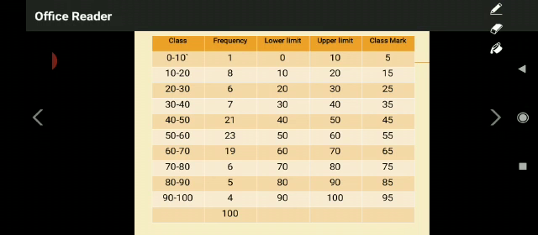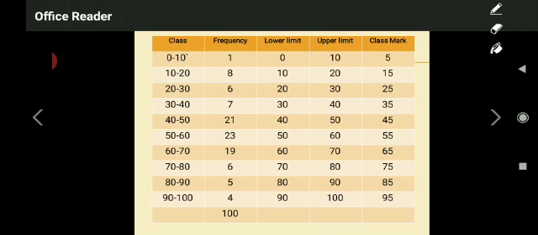I hope you understood. Between 0 to 10, 10 is not included in the first class limit in the exclusive method, because here in 0 to 10 only one student has got 0 marks. So that is the frequency observation. One student has got 0 marks in this first class limit.